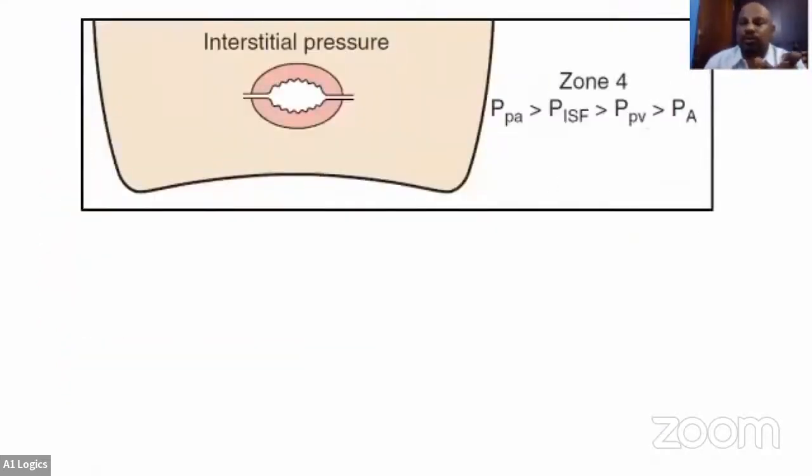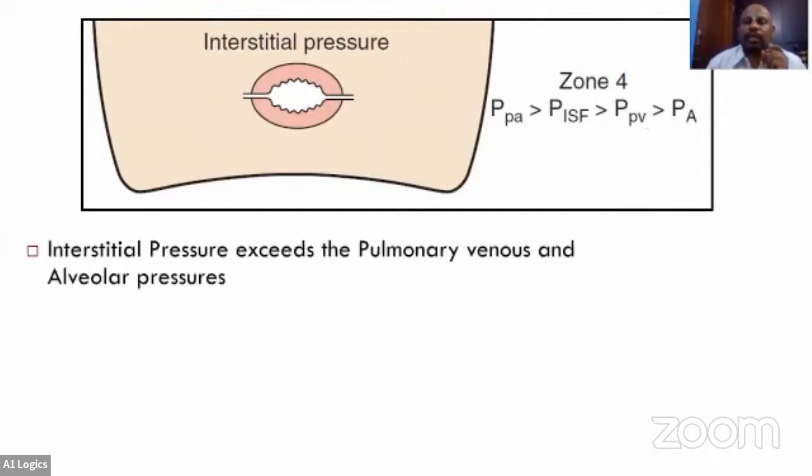And coming on to the hugest zone 4, or the place where interstitial pressure exceeds the pulmonary venous and alveolar pressure. Here, the blood flow will be dependent on the difference between pulmonary pressure and the interstitial pressure. So does this exist normally? No, it is not normal to exist. If you look at the physiology books, only zone 1, 2, 3 will be there. Zone 4 will exist only in anesthesia books.